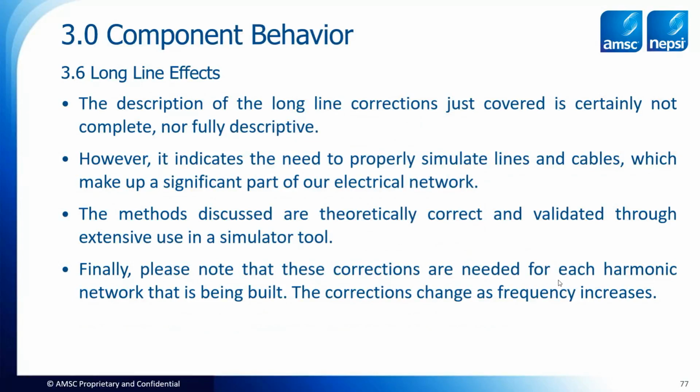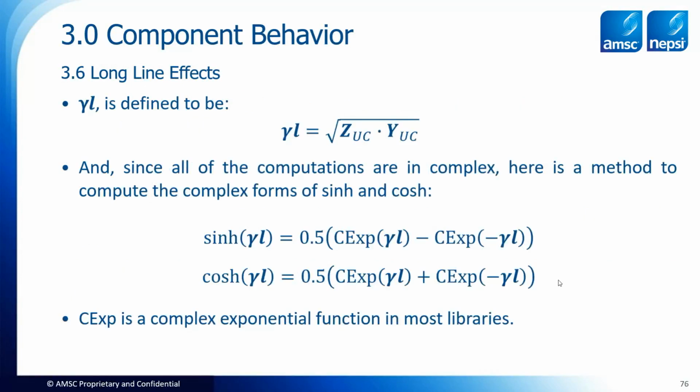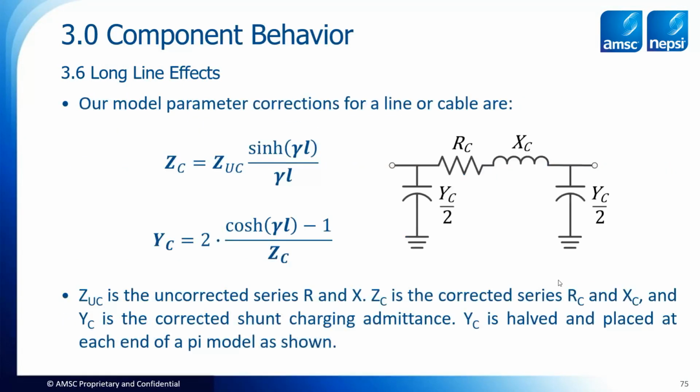If not all, like for a distribution system, it's basically almost all of it, with the exception of some upstream transformers. The methods discussed that I provided are theoretically correct, and they've been validated through extensive use in a simulator tool, okay? And please note that these corrections are needed for each harmonic network that is being built. So for each version of Y-bus that I'm going to build for analyzing my system, I have to perform these calculations. I have to calculate this corrected value at each harmonic, all right?